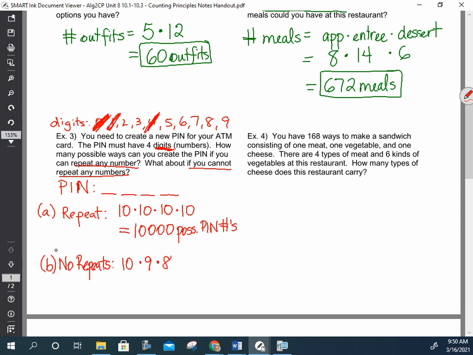I'll cross off the 1. So I can't use the 0 anymore. I can't use the 1 anymore. I can't use the 4 anymore. How many numbers do I have left? Now I have 7 numbers. Cross off the 2.